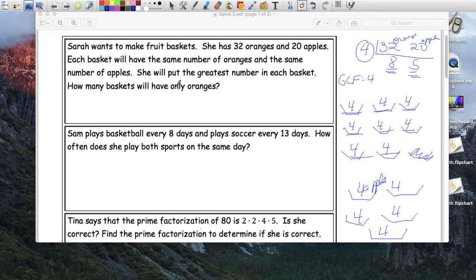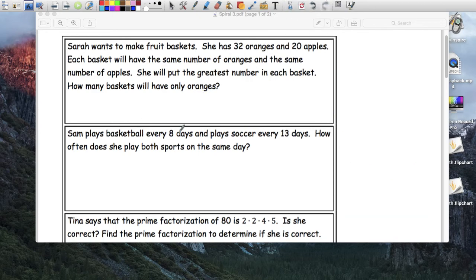Okay, so the answer to this question: 8. Not she will need, sorry. 8 baskets will have oranges, so that would be the better question. 8 baskets will have oranges.